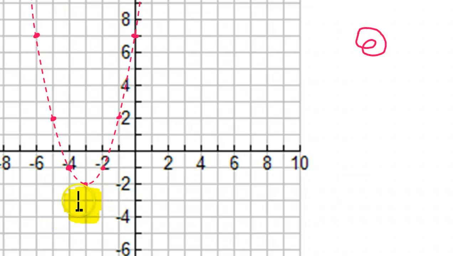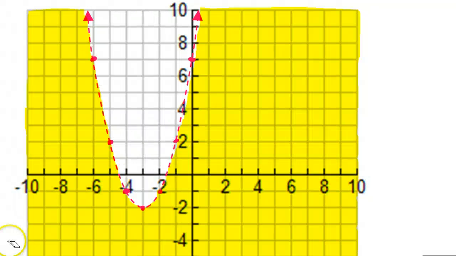Once you've shaded a little swatch below the vertex, then keep going, because you have now discovered which part of this picture you need to shade in. Below the vertex, below the parabola, is this area outside. So go crazy and start shading this in. And there you go. This is your solution set.